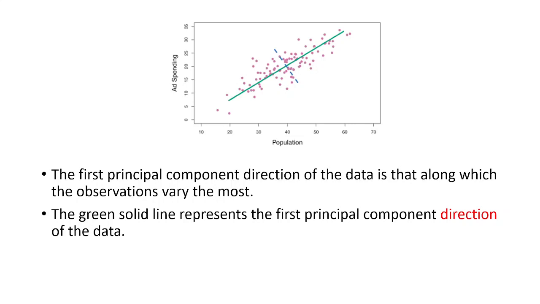And then when you conduct the PCA, it comes out with several principal components. The first component that you can see here is the direction of the data along which the observations vary the most. It is represented by the green solid line that you can see here. So this is the first principal component. It covers most of the variation that exists in the data set. The green solid line represents the first principal component direction of the data.